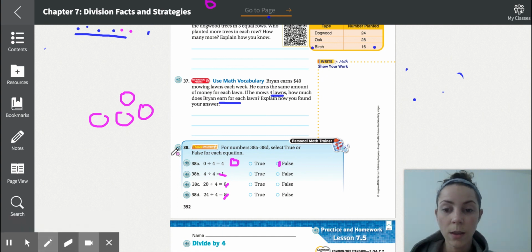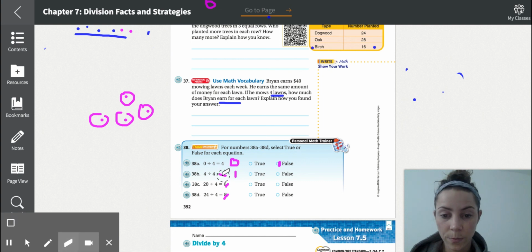Okay, let's try the next one. What if I have 4 fish and I put them into 4 fish bowls? I already have my 4 fish bowls drawn, but I'm going to pass out 4 total fish. 1, 2, 3, 4. How many's in each? I got the answer of 1. Is that the answer that they got? Yeah. Okay, so that one is true.